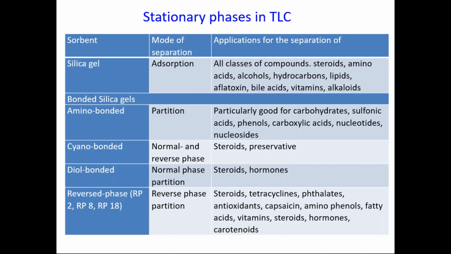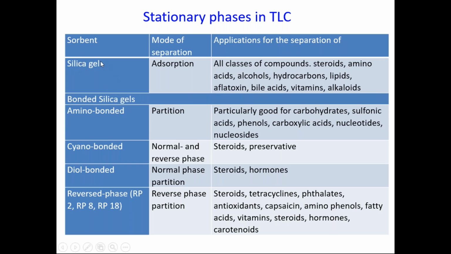So the stationary phases that are commonly used as layers are silica gel. The mode of separation is by adsorption. It is very commonly used, and it can be used to separate a large number of compounds, including amino acids, peptides, aflatoxin. This is very important because for detection, we still use TLC with silica gels, bile acids, vitamins, etc. Then you have the bonded silica gel.